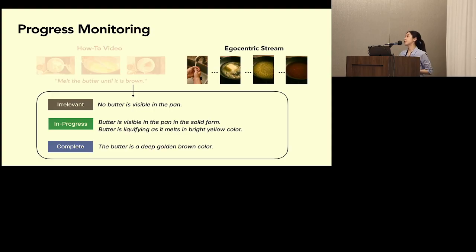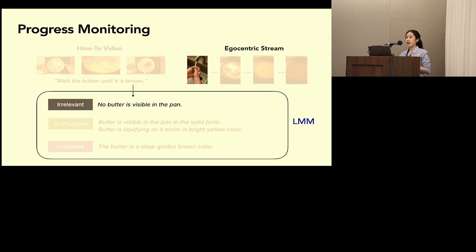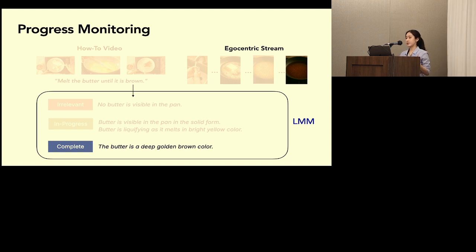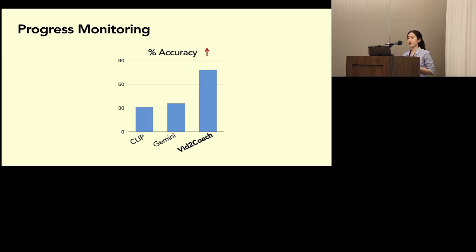Using these pre-generated criteria, we look at users' egocentric stream, and we classify the status as irrelevant if the person is washing hands, and we wait for them. And we know it's in progress when the butter has started to melt. And when it's complete, showing brown, we let them know. For progress tracking, our approach of using visual criteria actually outperformed models like CLIP or Gemini.